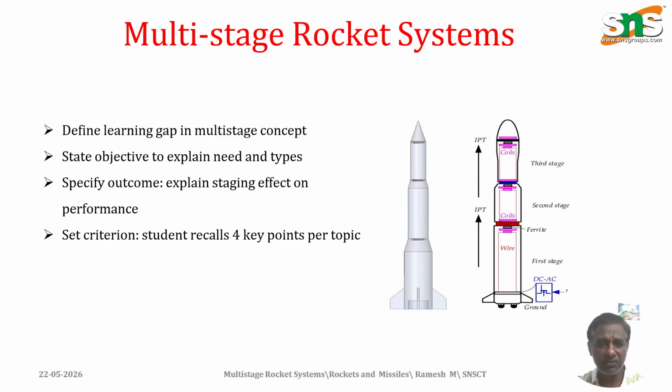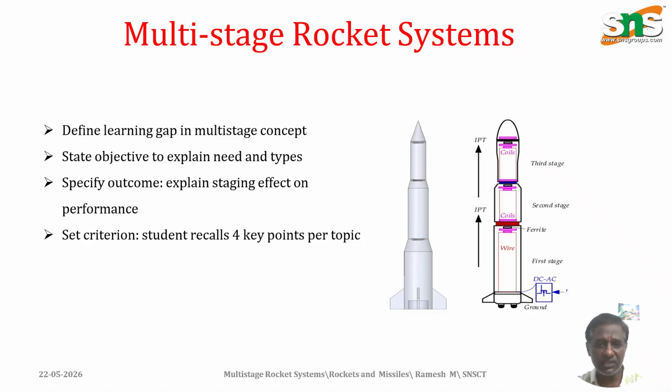Multi-stage rockets are widely used in modern aerospace engineering because a single-stage rocket is generally unable to carry sufficient fuel and payload simultaneously while reaching the orbital or escape velocities using conventional chemical propulsion systems.